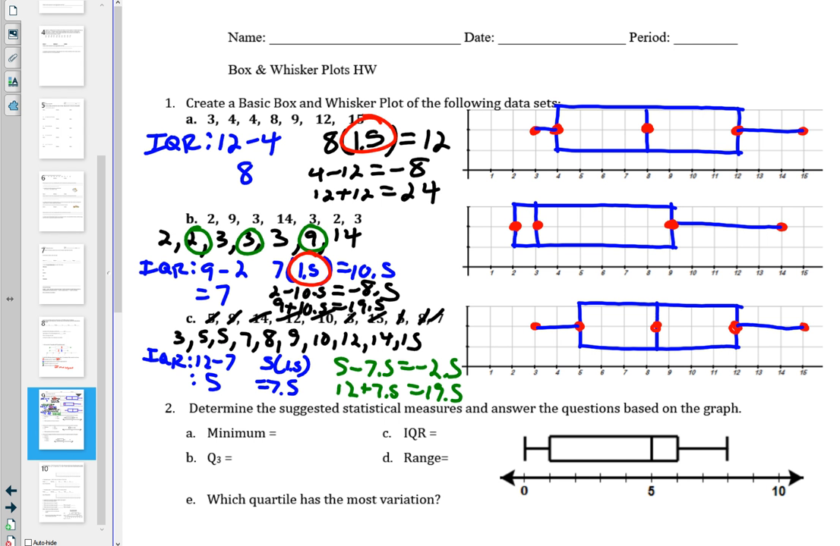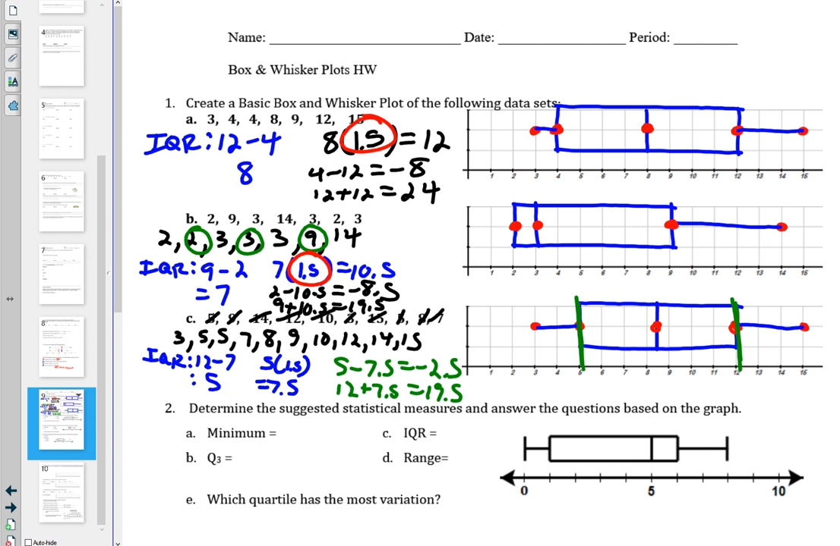Yeah, there's no outliers there. That's what I did, the whole 1.5 times 1.5 IQR, 7.5. There is nothing that is 7.5 less than Q1 or 7.5 more than Q3. Nothing falls outside of that, so you can take the whisker all the way to the minimum and the maximum.